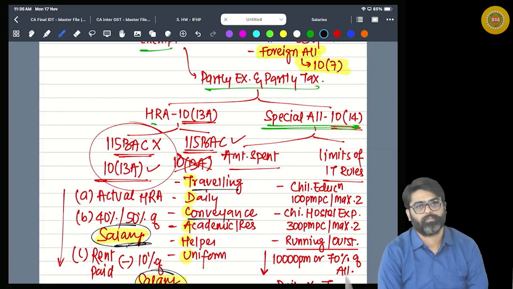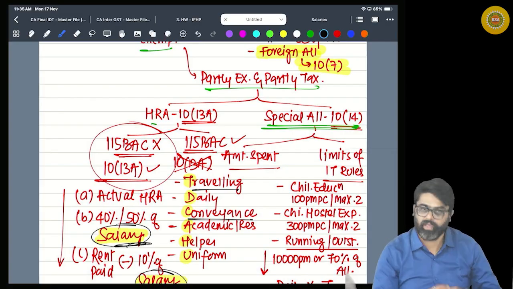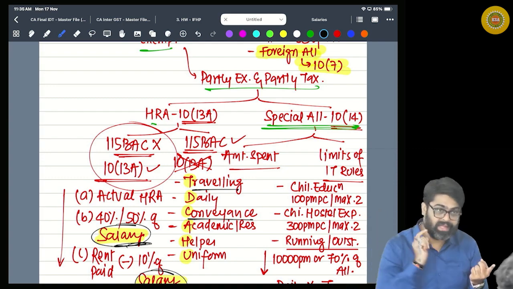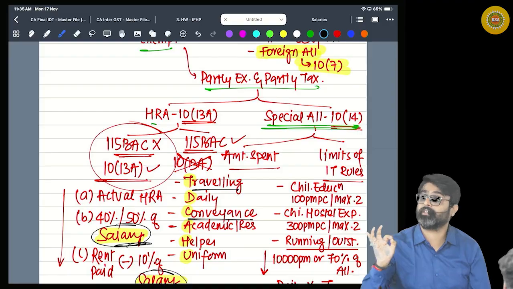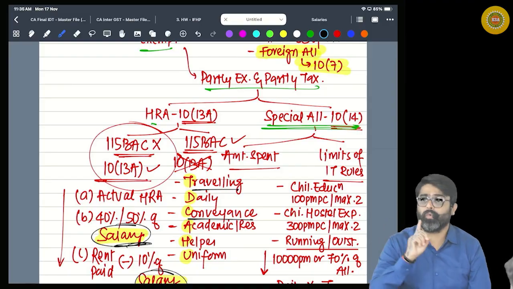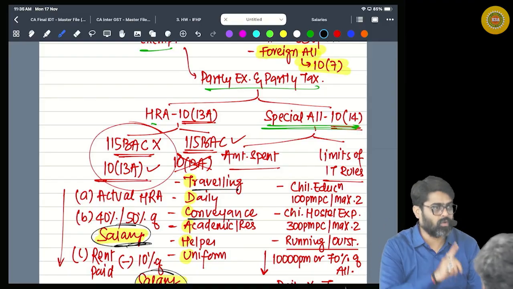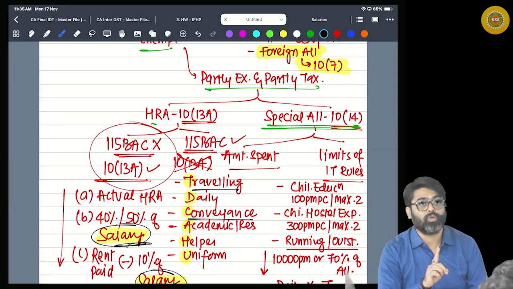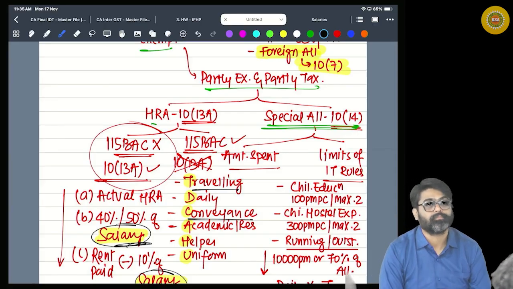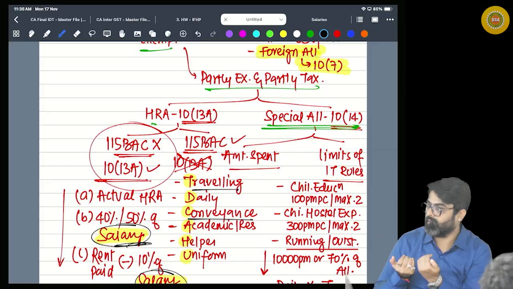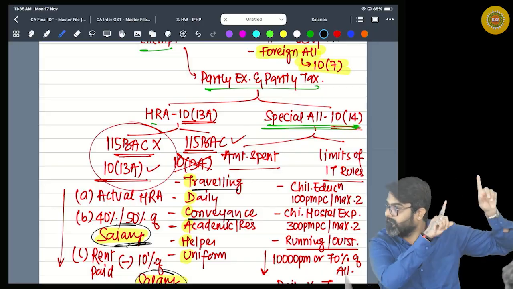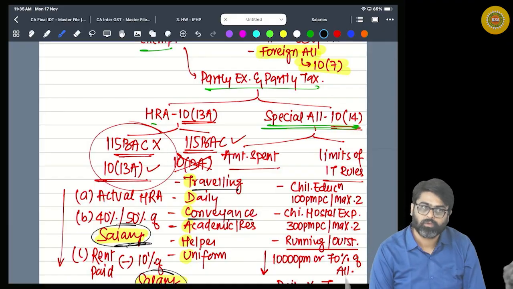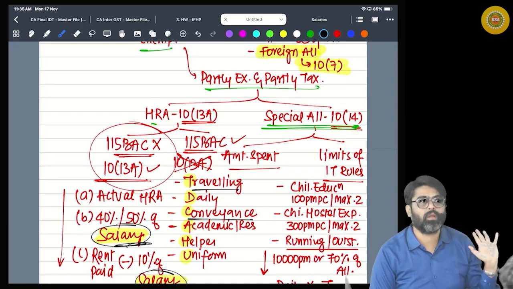Condition is there. We can give you the exemption. Since you are not following 115BAC, we can give you the exemption under section 10(13A). But if you want to claim the exemption, you will have to fulfill a condition. Condition is that you should not stay in your own house. HRA is received for paying the rent, no? So will you pay any rent if you stay in your own house? No.